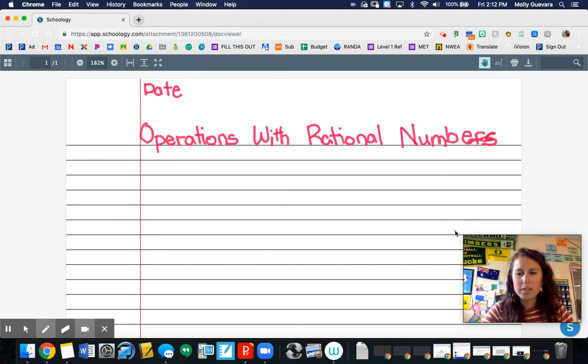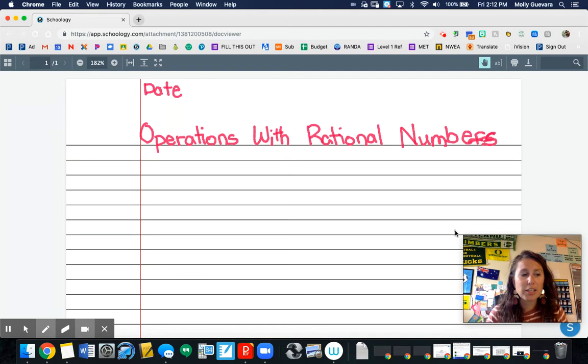So operations with rational numbers. And so the first thing that comes up is, well, what is a rational number? Let's start with operations. Operations is we're just talking about adding, subtracting, multiplying, dividing, taking the square root, things like that. Those are all considered operations.